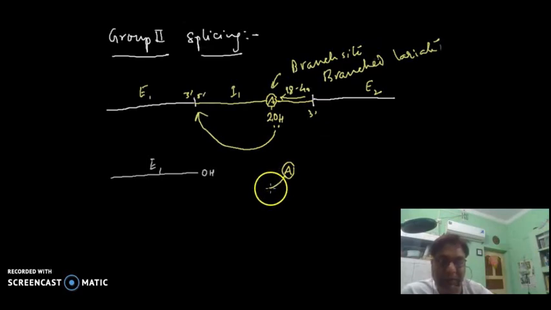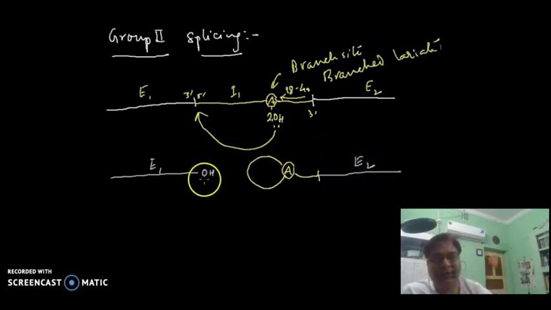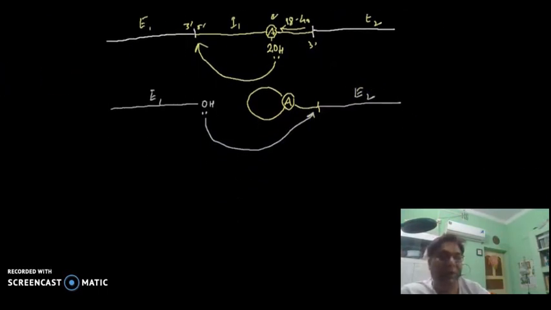This is the 5' end of the intron, like this, and this is the downstream exon 2. Then what happens? This hydroxyl group, the lone pair of electrons of this oxygen, makes another nucleophilic attack at this juncture, the 3' end of the intron and the 5' end of the downstream exon, and creates a cleavage over there.